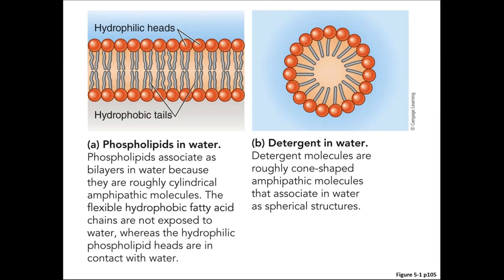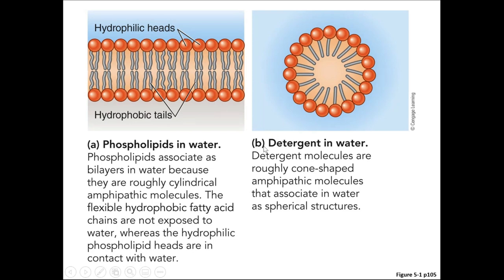If you can look here, just an explanation. Here we can find out that in picture A, the phospholipids in water associate as a bilayer, as we can see here. Why? Because they are roughly cylindrical amphipathic molecules. The flexible hydrophobic fatty acids that are in the middle here are not exposed to the water. Why? Because they are hydrophobic, they are water fearing. Whereas the hydrophilic phospholipid heads are in contact with water because they are water loving or hydrophilic.